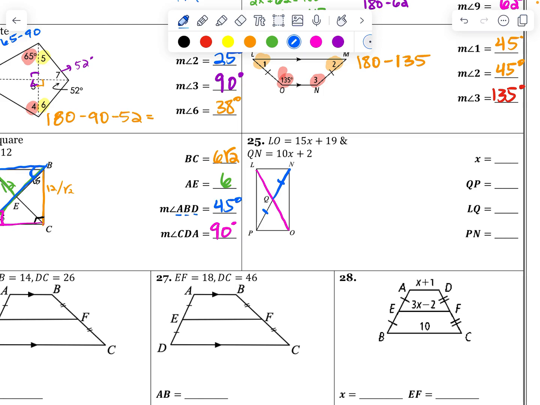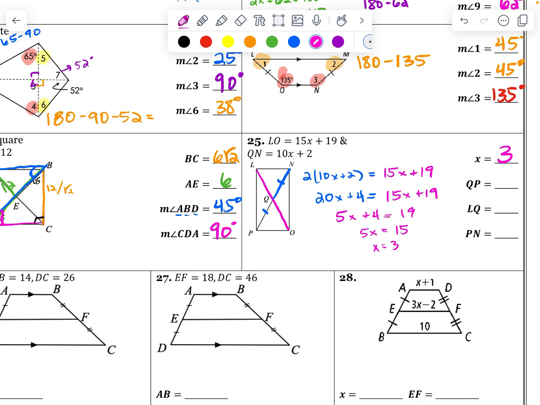So if I say QN times 2, so 2 times 10x plus 2 is going to be equal to LO, 15x plus 19. So this is 20x plus 4 equals 15x plus 19. 5x plus 4 equals 19. 5x equals, why can't I subtract in my head? 15, so x equals 3. And then make sure you're plugging back in correctly.